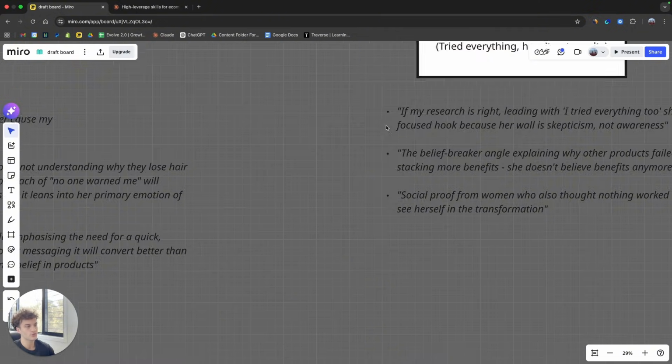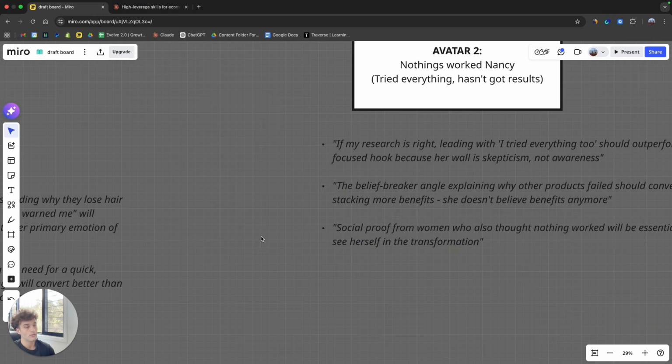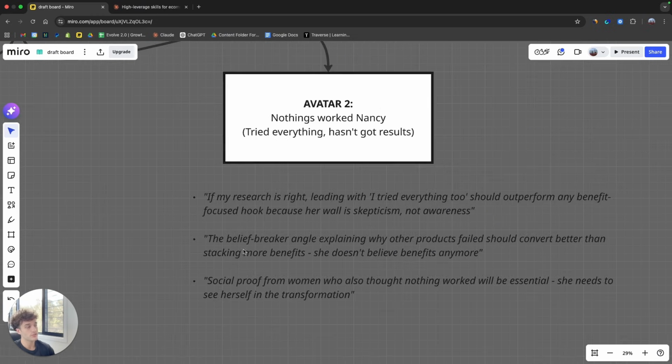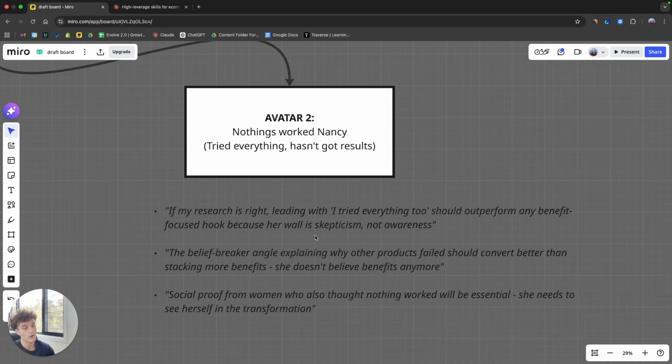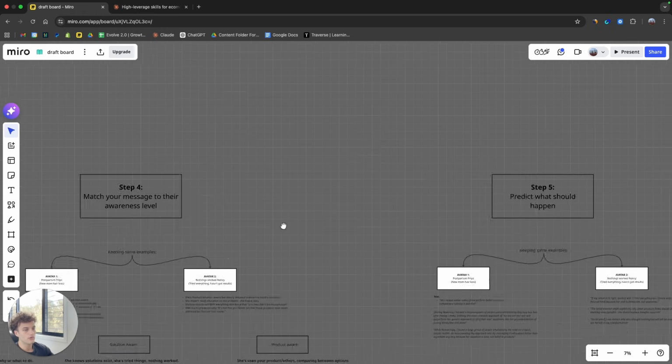So moving on now to avatar 2. Nothing's worked, Nancy. Again, I'm not going to go into too much detail on this. I just got Claude to whip me up some hypotheses, but hopefully you got the example from the previous avatar on exactly how I create winning hypotheses, because that's all it really comes down to: these 5 steps here, and then launching.